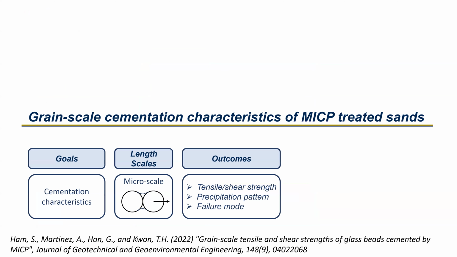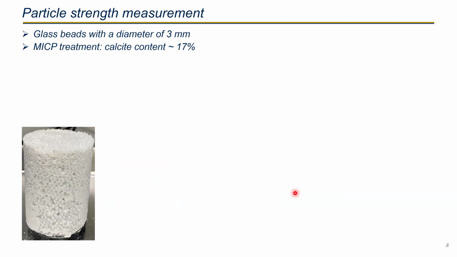So let's start with the grain-scale cementation characteristics of MICP-treated sand. Particle-level study offers a fundamental understanding of the cementation characteristics of MICP. In this study, we measure the tensile and shear strength of the MICP-treated particles, and the precipitation pattern and the failure mode were also investigated.